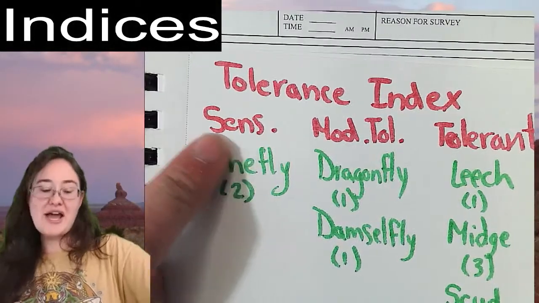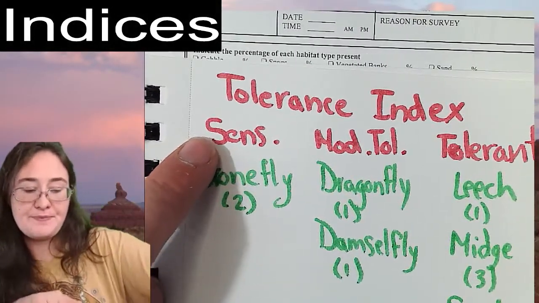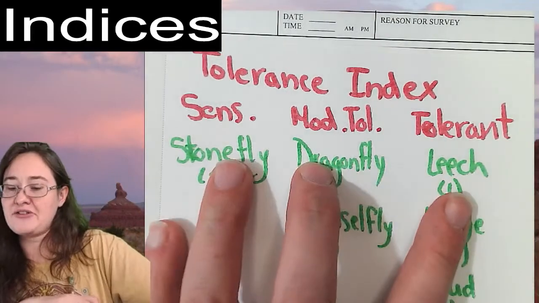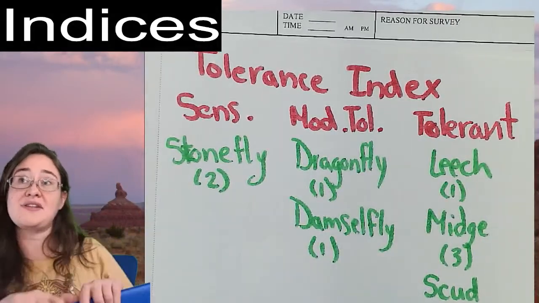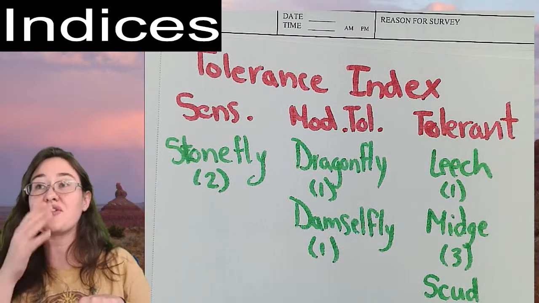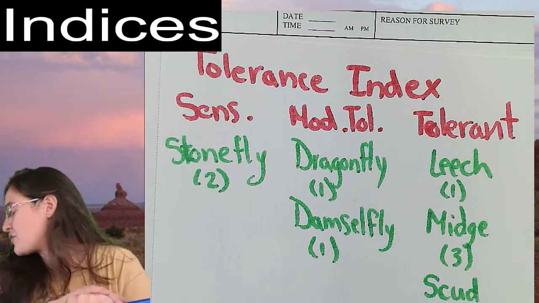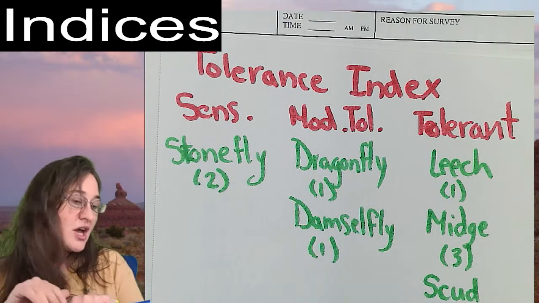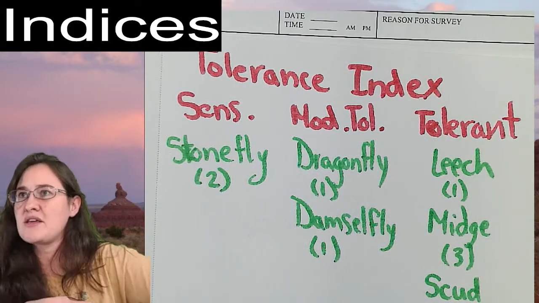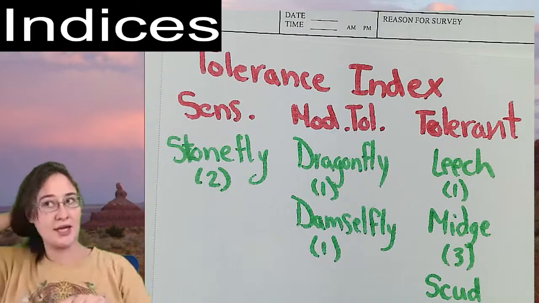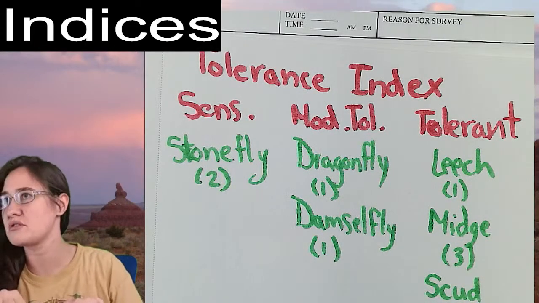So with our tolerance index, you determine sensitive, moderately tolerant, or tolerant based off of their tolerance numbers that you can find in a couple of different books. You can find them in the Aquatic Insects of North America book. You can also find it in the EPA. You probably could also find them online in a variety of different research articles.